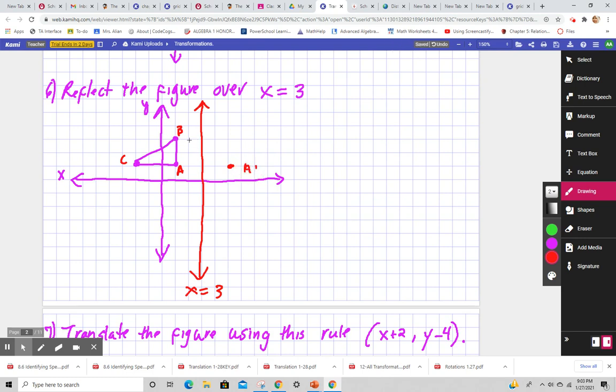B is 2 units to the left of x equals 3. We have to go 2 units to the right. And C is 5 units to the left. So we have to go 5 units to the right. That's 2, 3, 4, 5. So this is C prime.